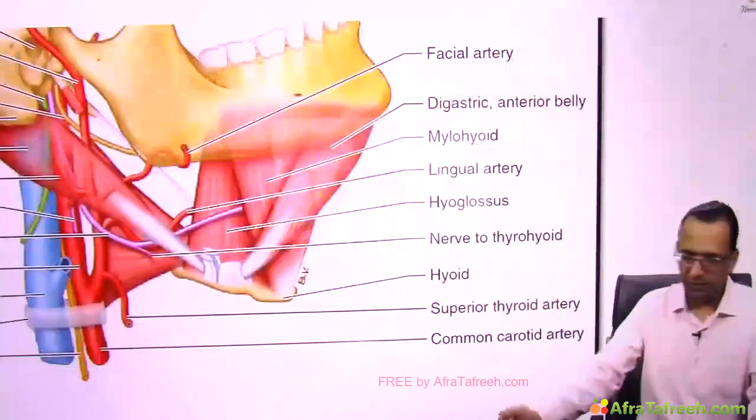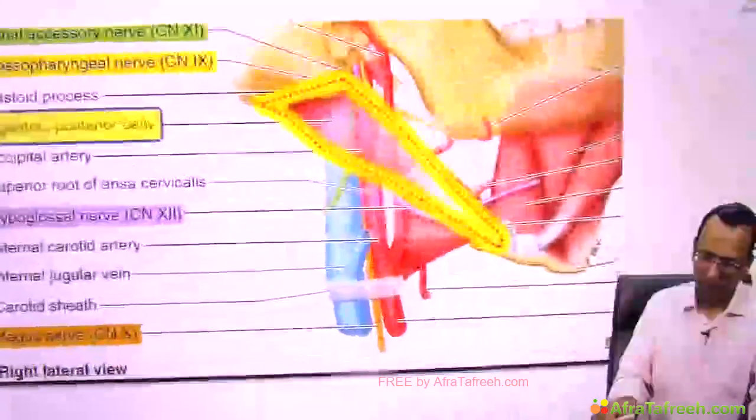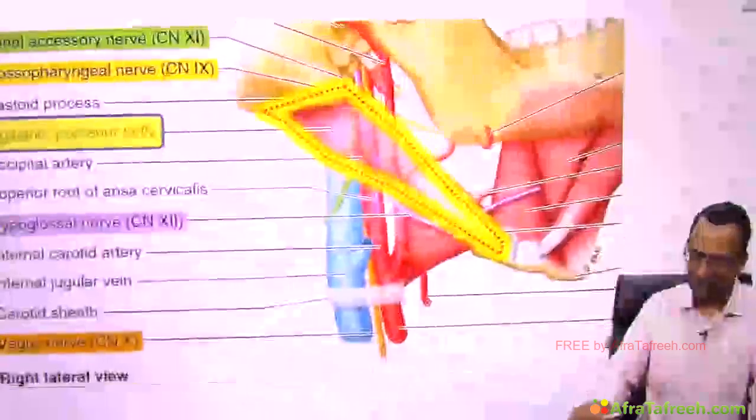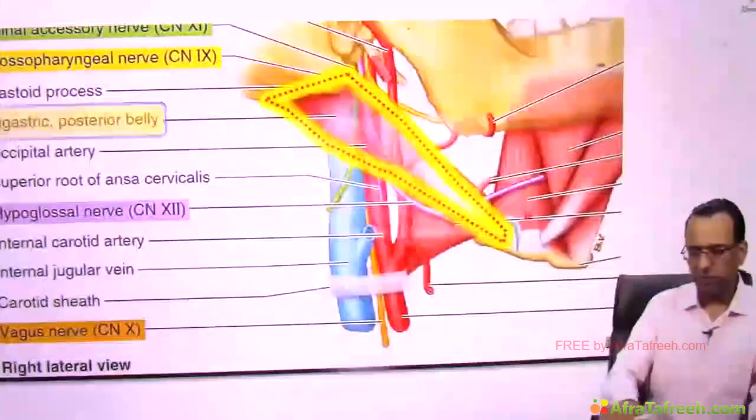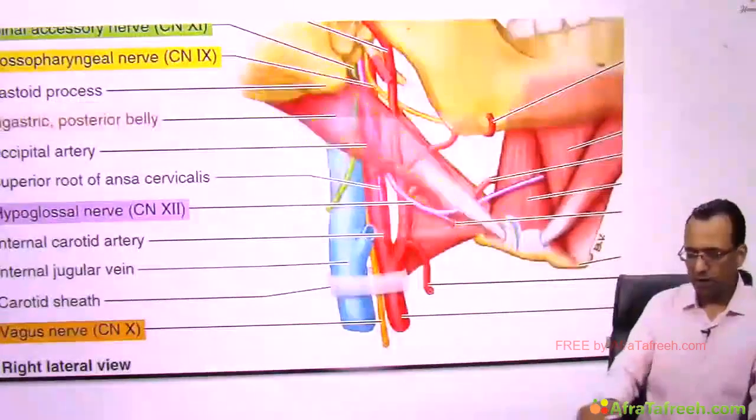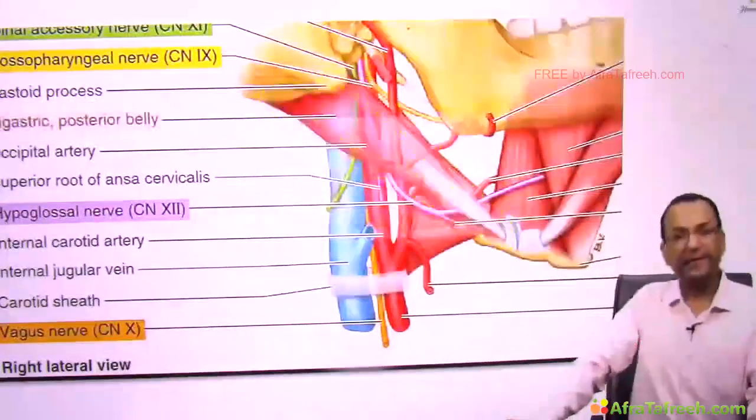What about the posterior belly of digastric? If you're talking about the posterior belly of digastric, then you'll see it is attaching to the hyoid bone and the mastoid bone, the posterior belly of digastric.